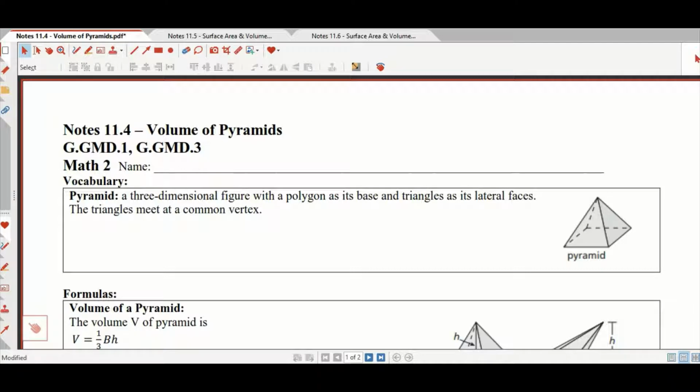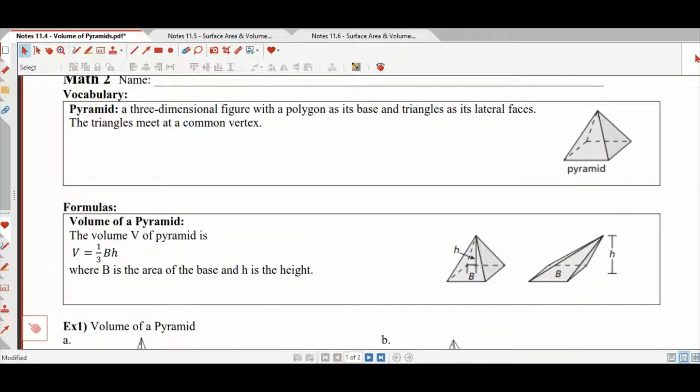Today we're going to be doing our guided notes for section 11.4, the volume of pyramids for secondary math 2. So a pyramid, like we talked about before, is a three-dimensional figure with a polygon as its base and triangles as lateral faces that meet at a common vertex. See, they all meet up at this little tip right here. I like to think we mostly have a pretty good working definition of what a pyramid is, but it's always good to know what the specific one is.